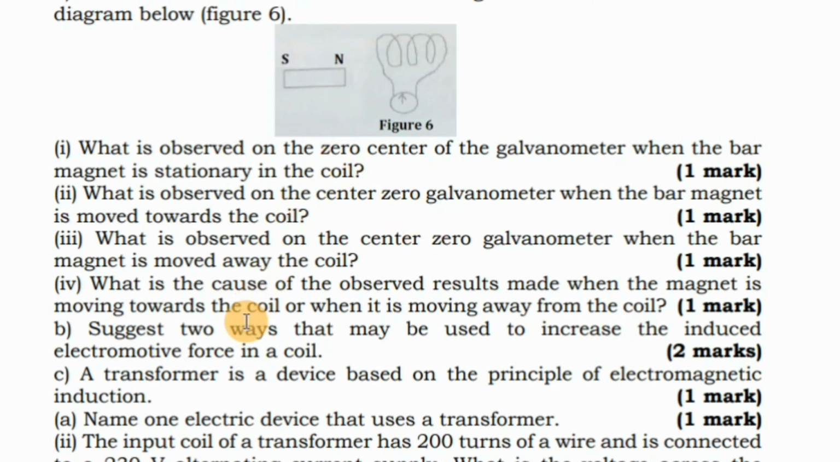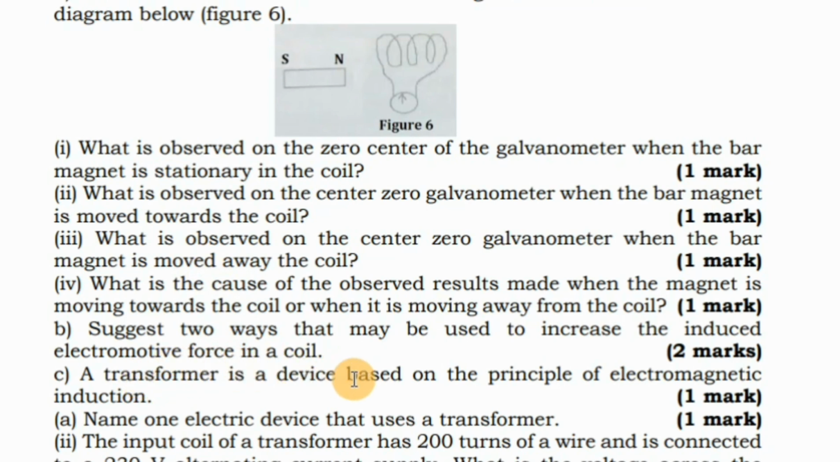The next question. Suggest two ways that may be used to increase the EMF. We can increase the number of turns of the coil. That's one. The strength of the magnet. And even the area that the magnetic field lines cut through. If the area is big, we understand that a large amount of the magnetic field lines will pass through.